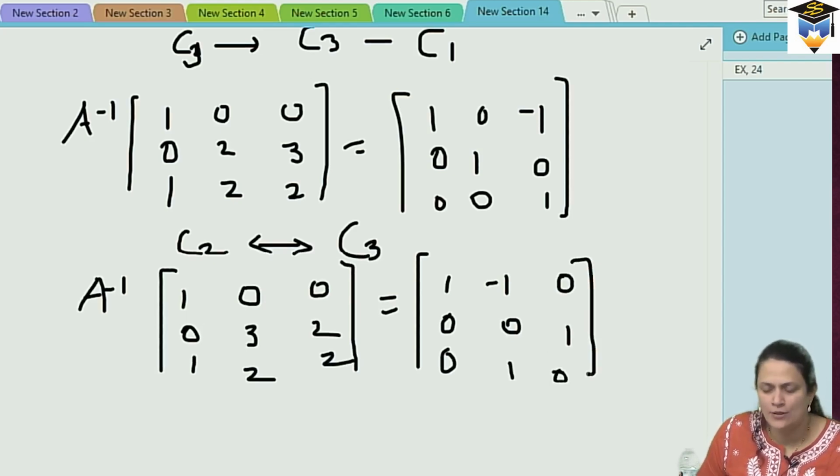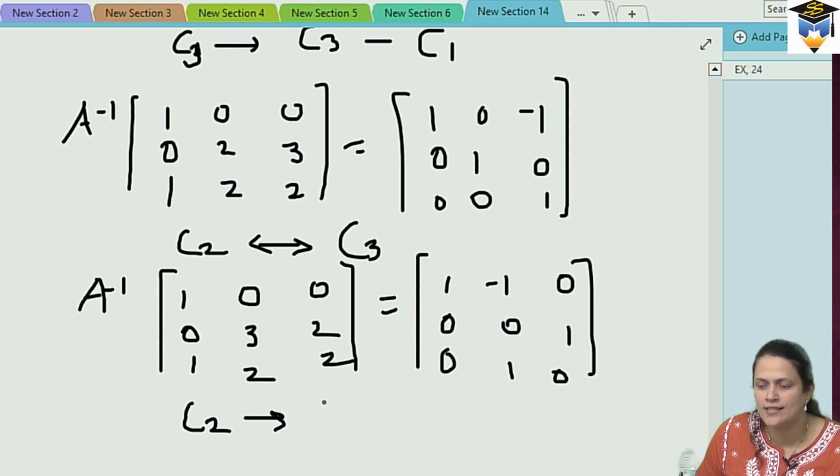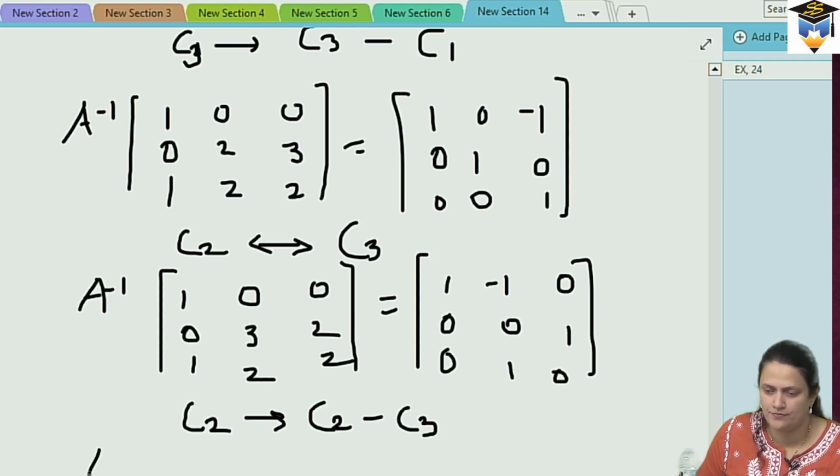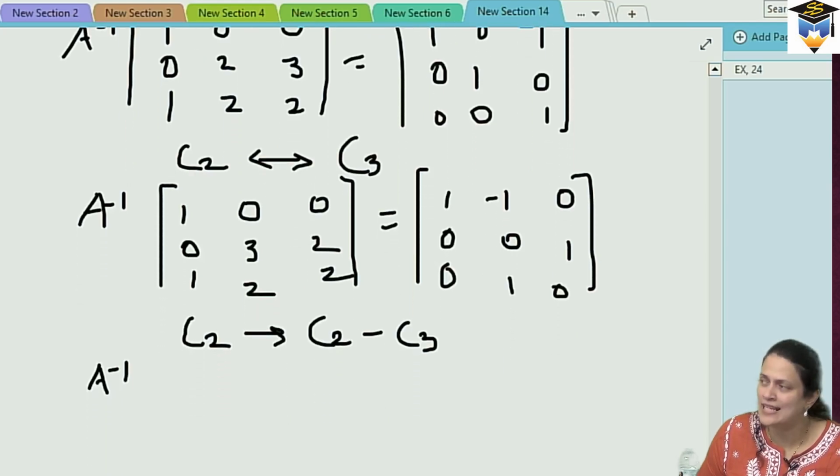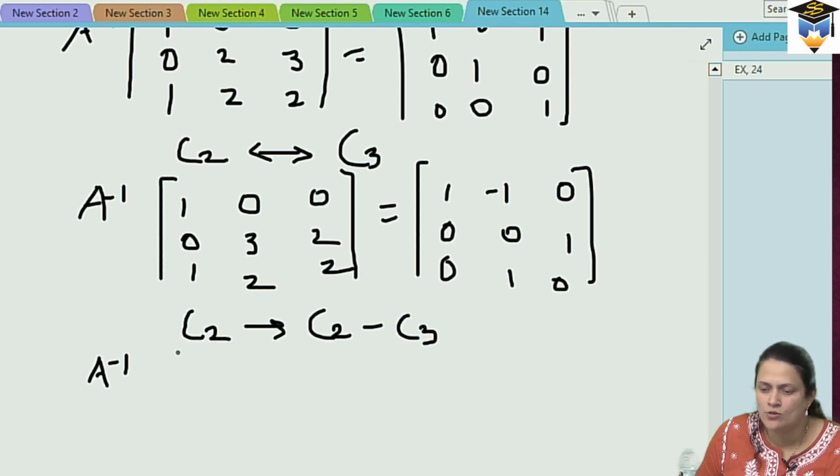Okay. Now next step. We need 1 over here. We have to get 1 over here. So what I am going to do? C2 such that it is C2 minus C3. Write along with me so that you do not miss any step. Okay. So A inverse C2. So basically C1 will remain as it is. C3 will remain as it is.